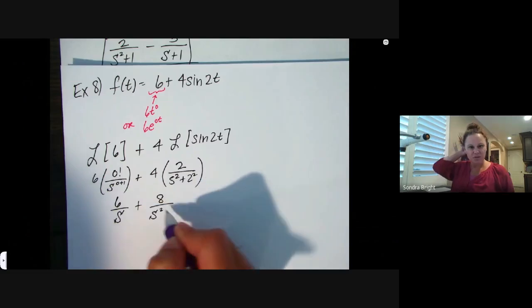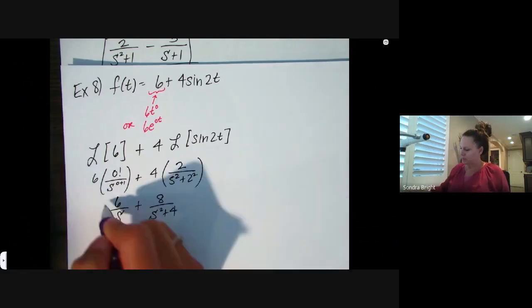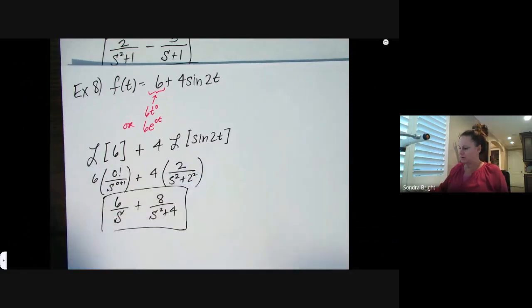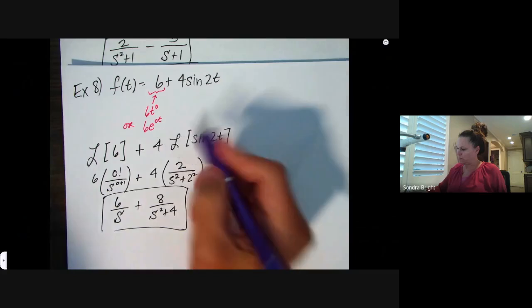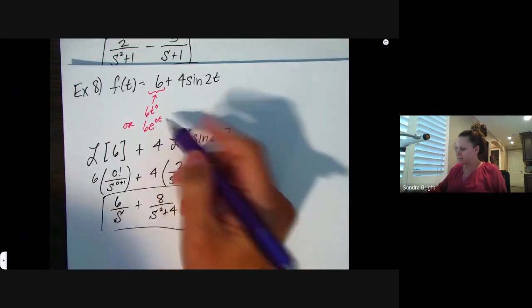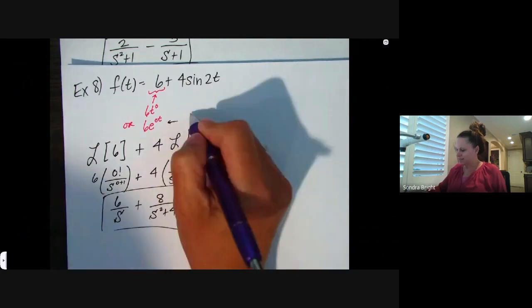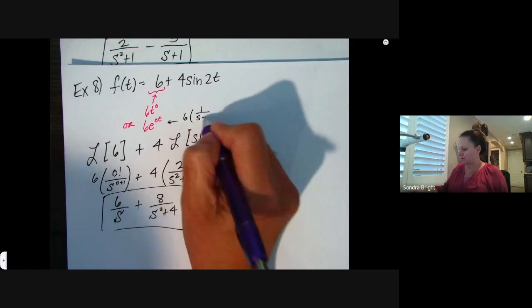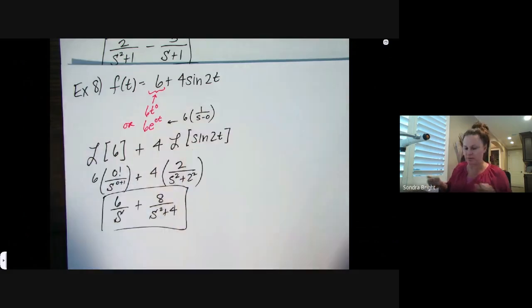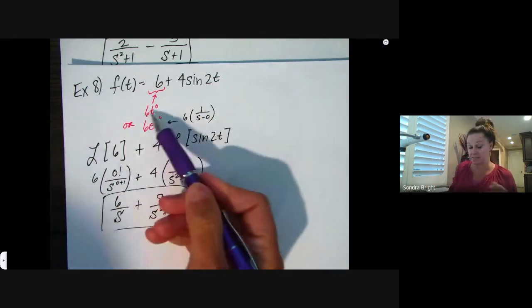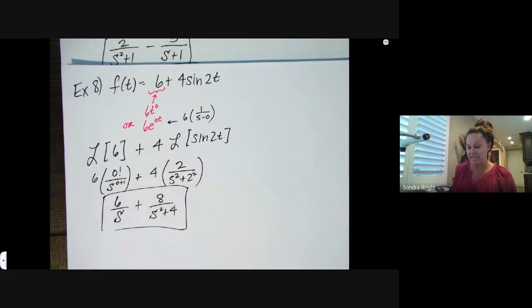Not tricky, but if you had done it with e to the 0, this one would have been 6 times 1 over s minus 0, or the 0 factorial over s. Either way, you end up with 6 over s, so you can treat it either way.